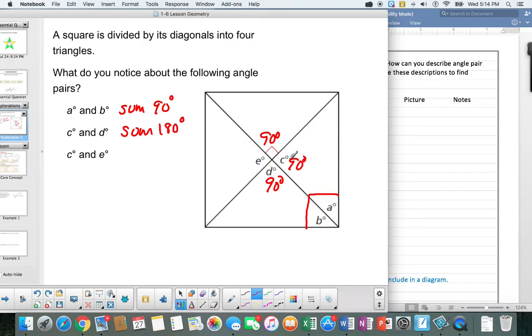Now let's take a look at C and E. We have one more angle to find. Again, this is a straight angle, these two angles have to add up to 180, so this is 90. And so I can see that these are equal to each other. So here's some of the relationships I'm seeing.